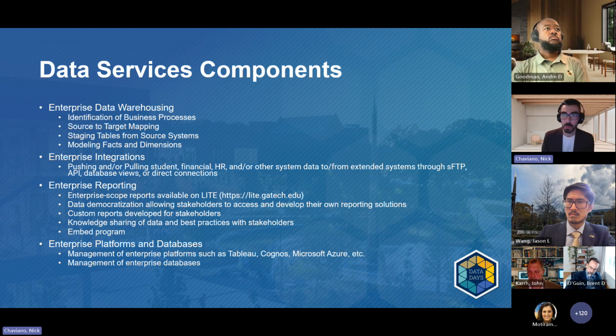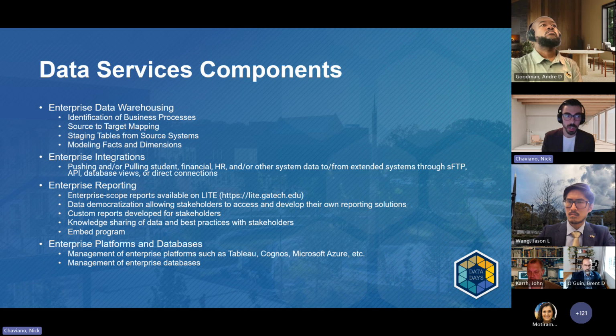They identify those business processes. They generate source to target mapping, which is like our map of where we're defining elements from the source systems and how they're ultimately displayed to an end user in a report or in the database, et cetera. And so they create those data elements, which are then used for integrations, for reporting, or for analytics.